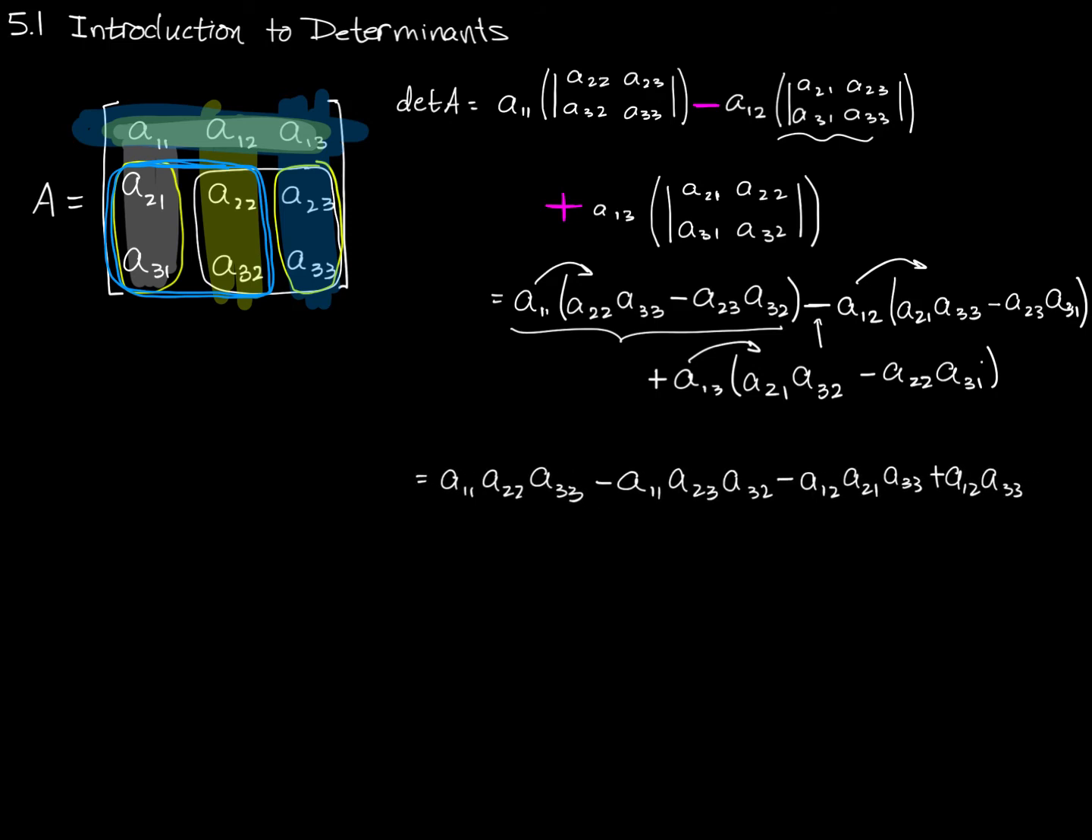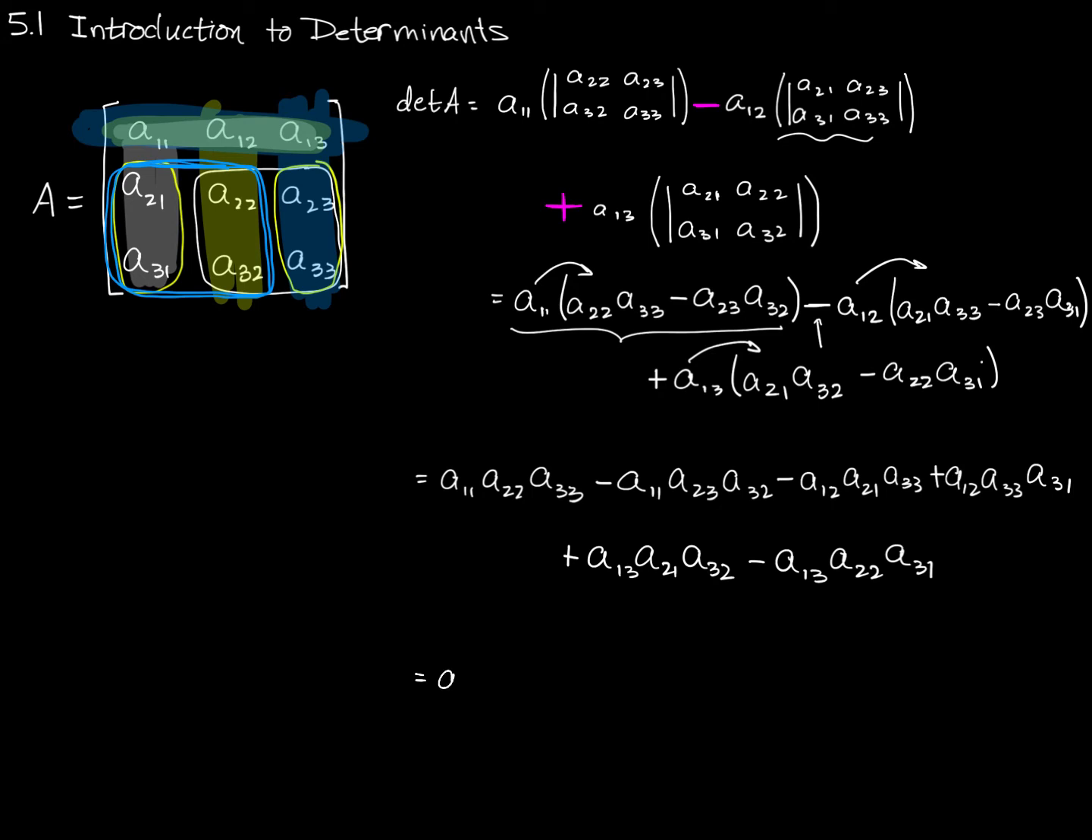A12 times A33 times A31, and to that I'm going to add A13, A21, A32 minus A13, A22, A33. Oops, sorry, A31. And that's the definition of the determinant of a 3 by 3 matrix with those components. Right, A11, A12, and so on. Your book has these in a different order, but that's all it is.